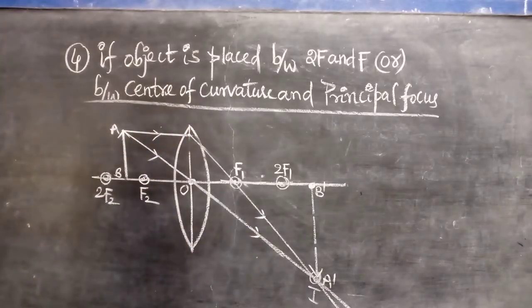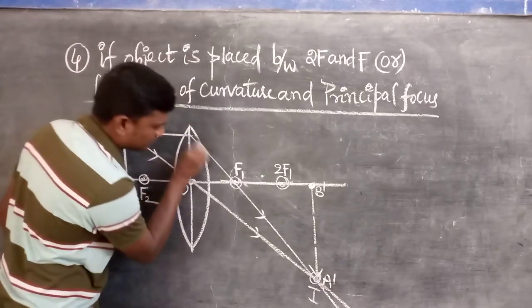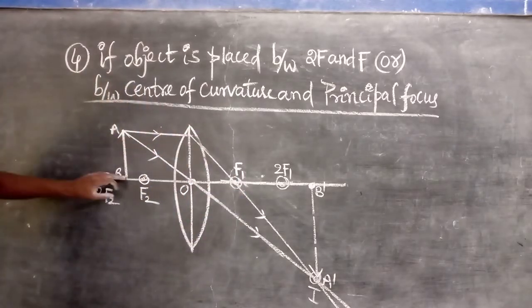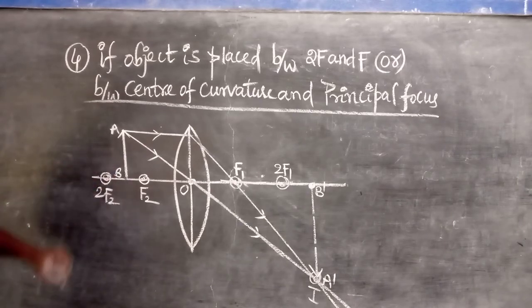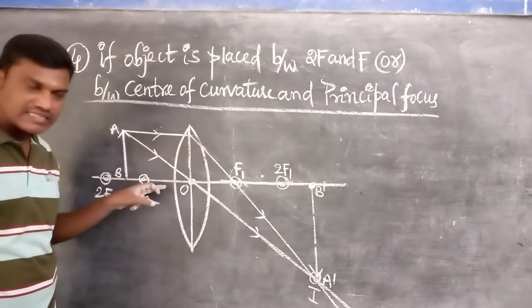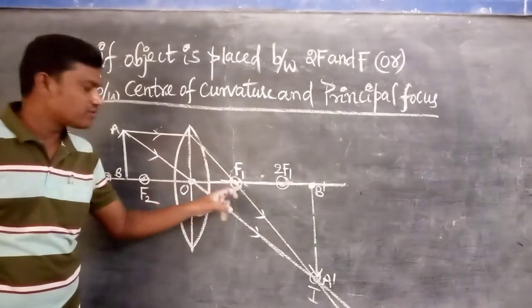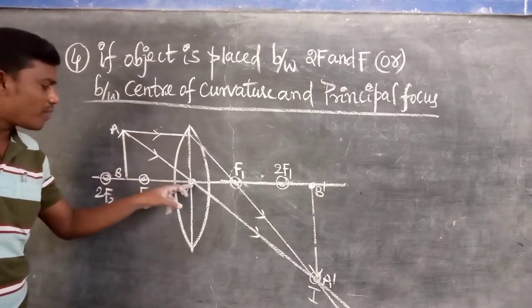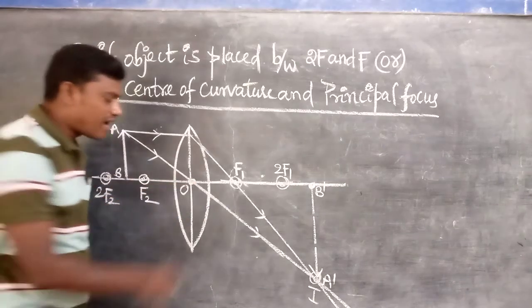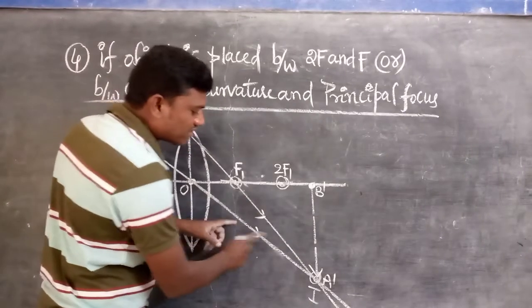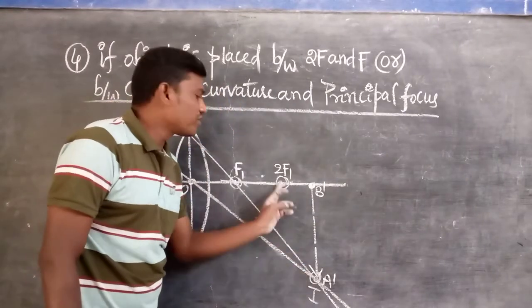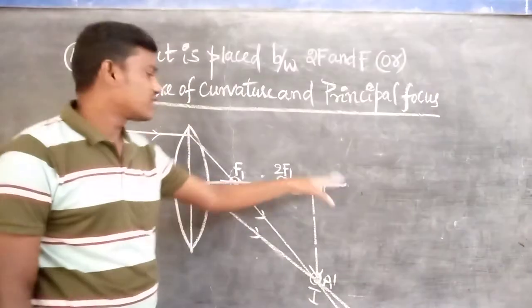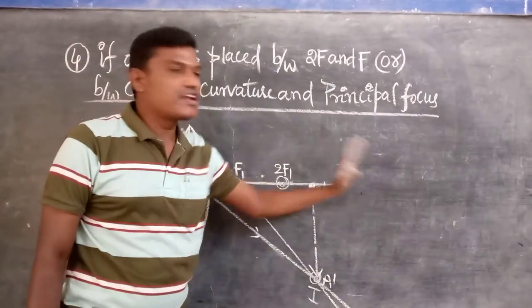So here you are observing that AB is the position of the object. It is placed between the center of curvature and the principal focus. From the position of the object, we can set two rays. One ray is parallel to the principal axis. After refraction, it must pass through the focus on the other side. Another ray passes through the optic center obliquely. It is undeviated, and finally you are observing that the two rays meet at one point. That point is beyond 2F, or between the center of curvature and infinity.